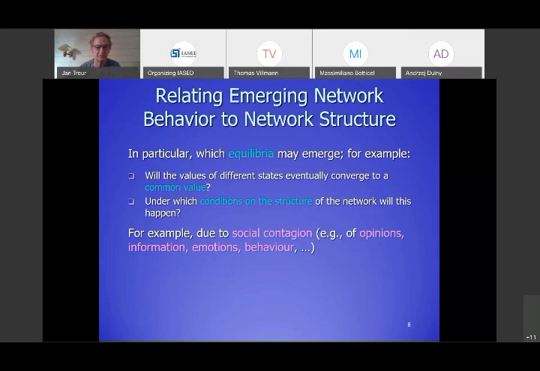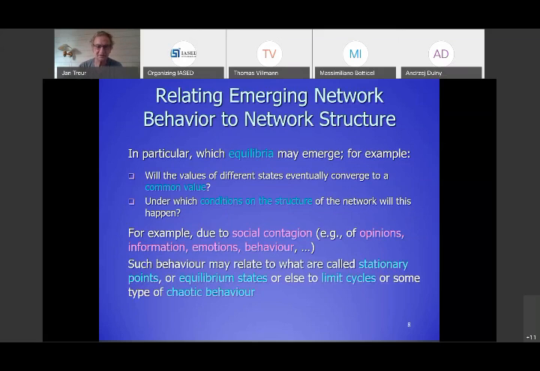And the things that you can think of are social contagion of, for example, like I mentioned, opinions, but also of emotion or information, gossip, or even viruses like we have now. So we can relate it to stationary points or equilibrium states, or else maybe to limit cycles or even some type of chaotic behavior. Those are the types of behavior.